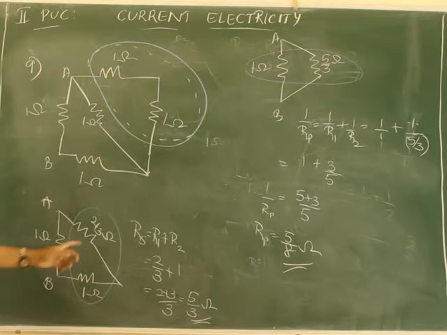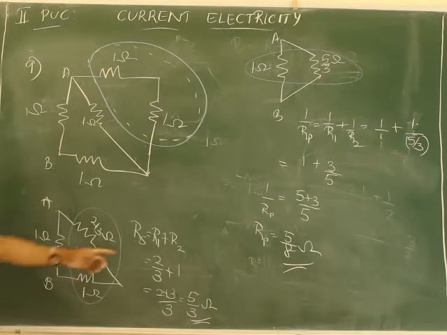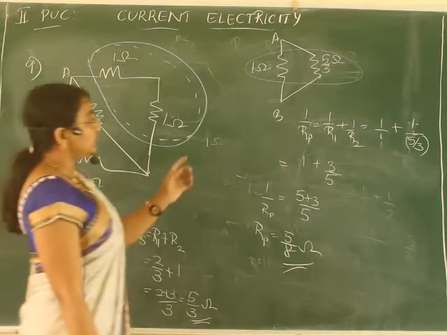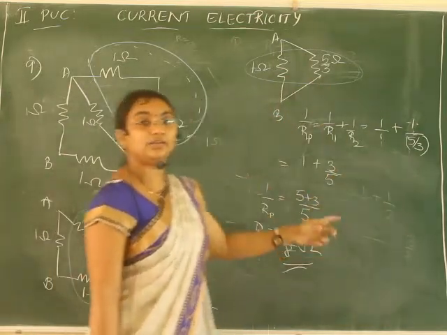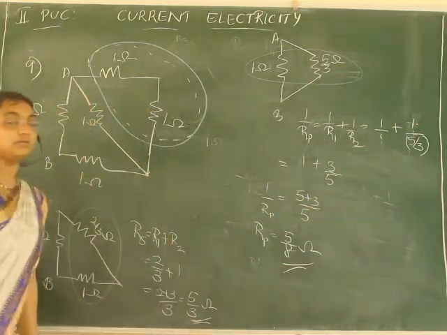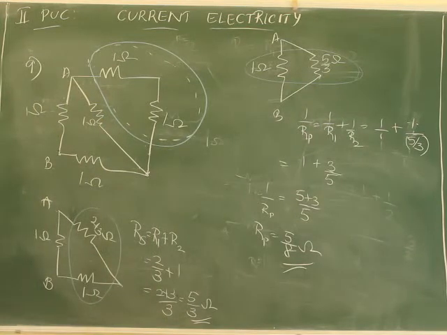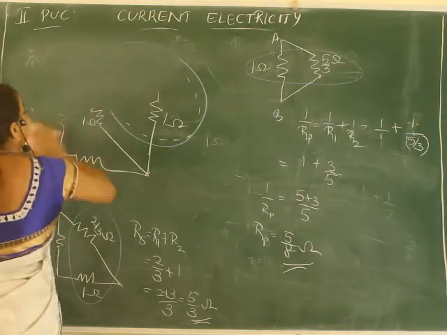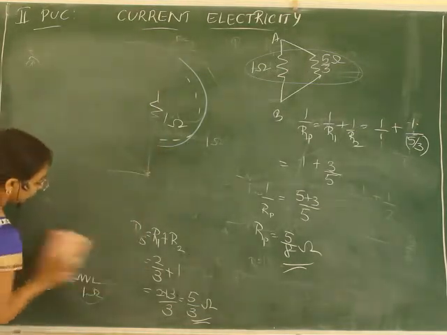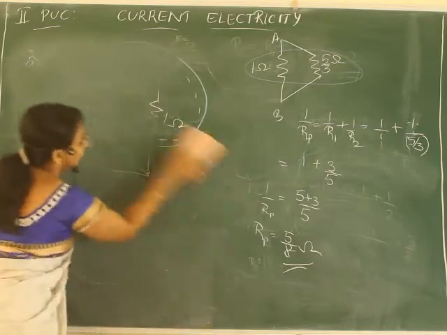Am I right? After that, the next step, these two are in series. So use this formula. Now these two become parallel. Use the parallel formula and calculate Rp. Understood how to calculate? Shall we move to the next question? Question number 10.